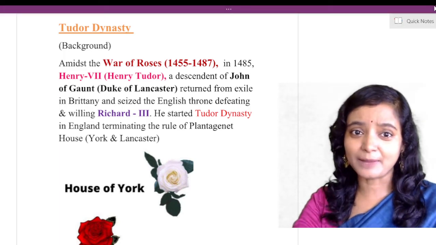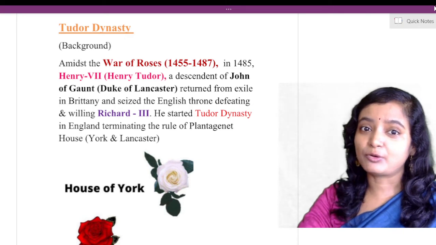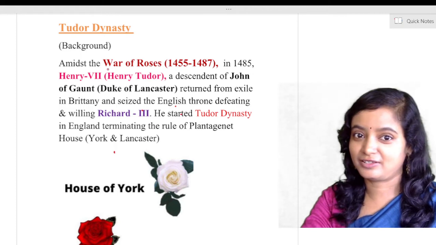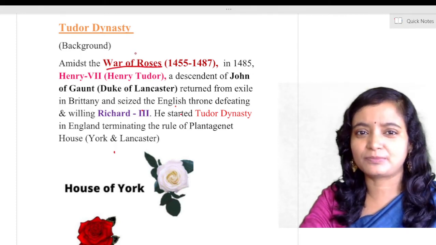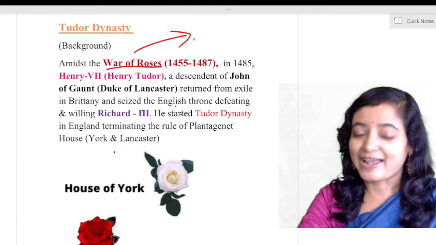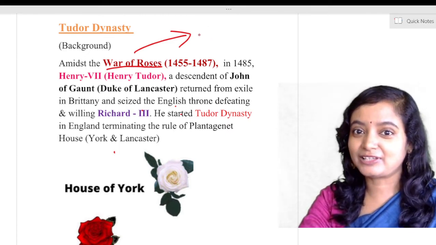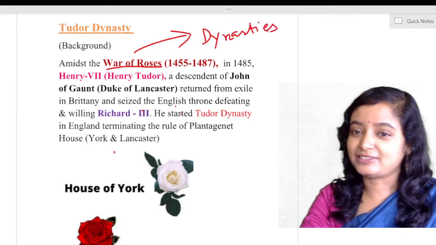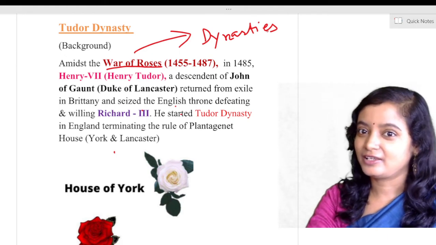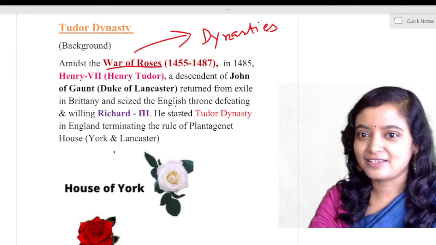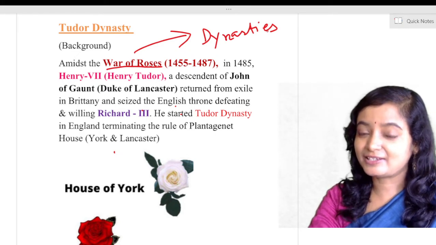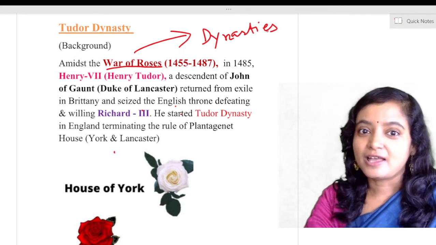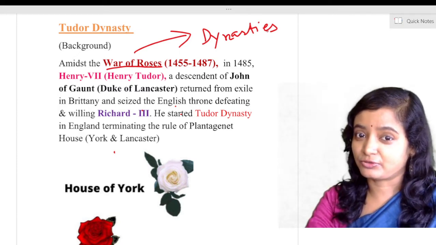Okay, now come to the point. Tudor Dynasty amidst the War of Roses. The War of Roses is very important for the history of English literature because it comprises various characteristics and information about the English dynasties: the Plantagenet house, the York, the Lancaster and their origins. Whenever you read anything, read deeply, in detail, understanding every point so that you will not forget. I have made a video on the War of Roses and I will provide the link below.